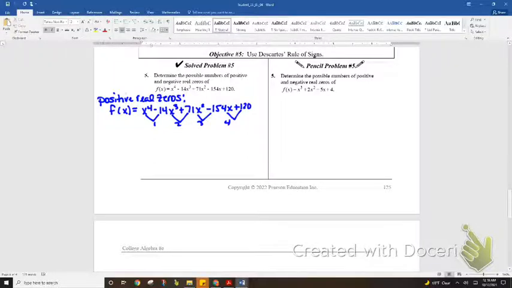So the number of positive real zeros possible is there could be 4, or you subtract it by an even number, which means you subtract it by 2 until you either get to the number 1 or the number 0. So 4 minus 2 is 2, or 2 minus 2 is 0. So there could be 4, 2, or 0 positive real zeros.